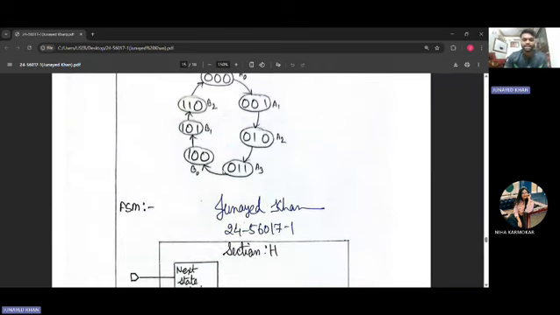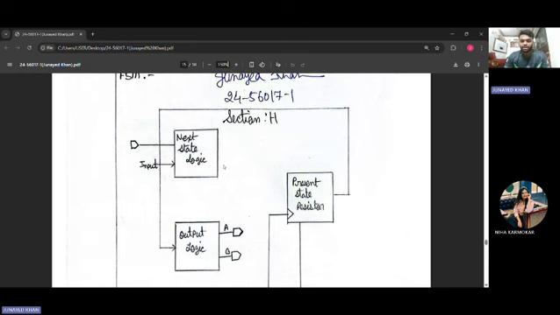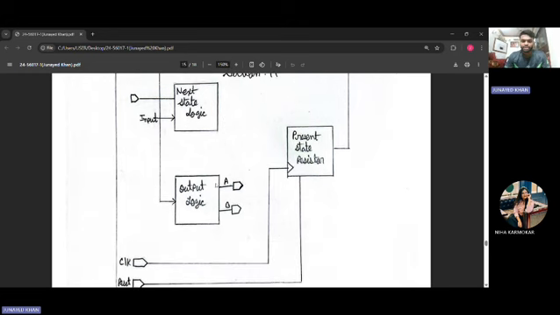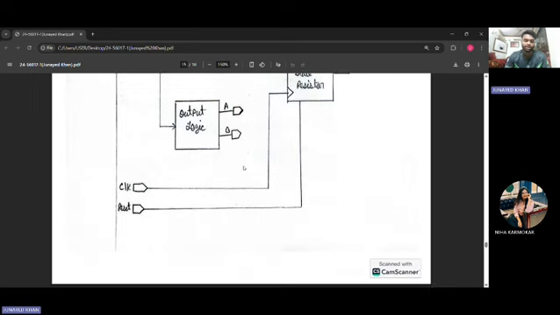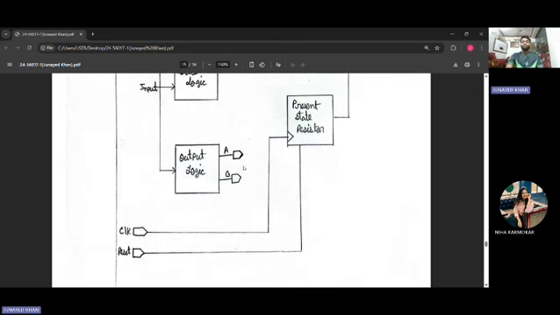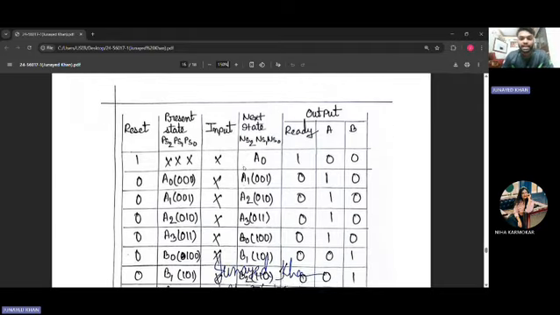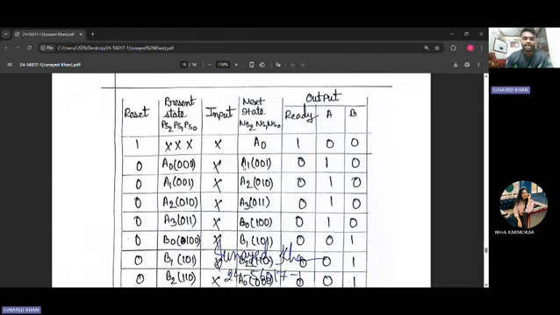For that FSM, we have drawn the circuit here, with the next state logic, output logic, and present state logic. The clock will be input to the present state logic, and the reset will be connected to the present state register. Then this is one of the important tables in this part: if the reset is active, then the present state will be don't care, the input will be don't care, and the next state will be A0, which is 000, and the function will be in ready position. That's why we have assumed it here as 1.